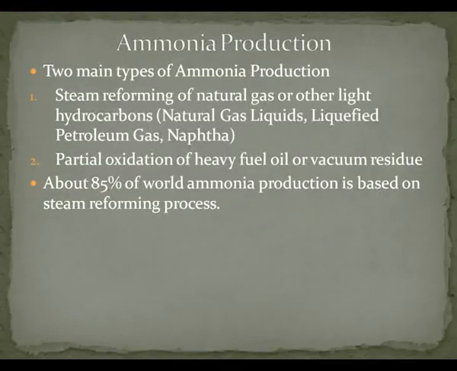So there are currently two main types of ammonia production process in operation around the world. The first one is the steam reforming of natural gas or other light hydrocarbons, for example, natural gas liquids or liquefied petroleum gas. And the other pathway is partial oxidation of heavy fuel oil or vacuum residue. About 85% of world ammonia production is based on a steam reforming process.